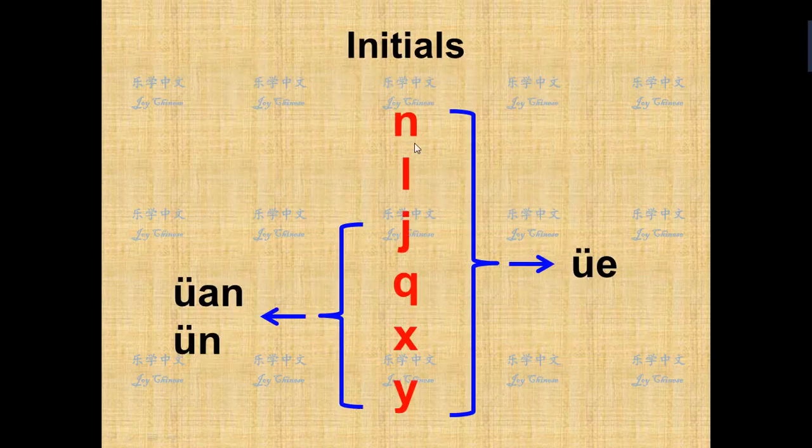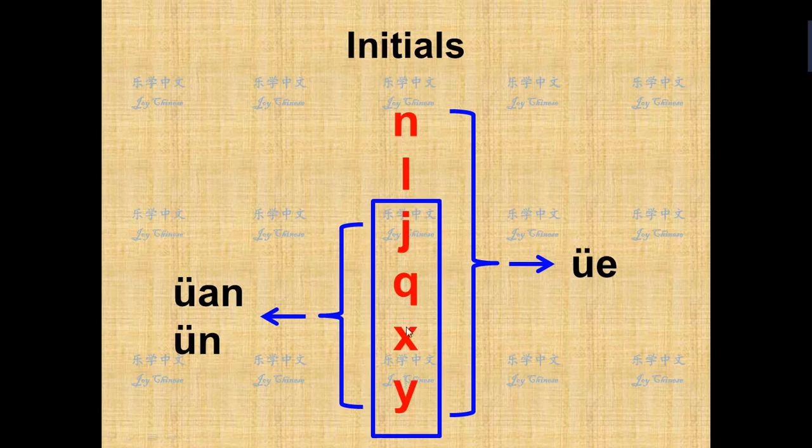For yue, it can be combined with initials ne, le, ji, qi, xi, yi. For yuan and yun, they can only combine with ji, qi, xi, and yi. When these three finals combine with ji, qi, xi, and yi, the dot on the top of the u is going to be removed when you write it. However, the pronunciation is still yu, not u. Please remember this point.